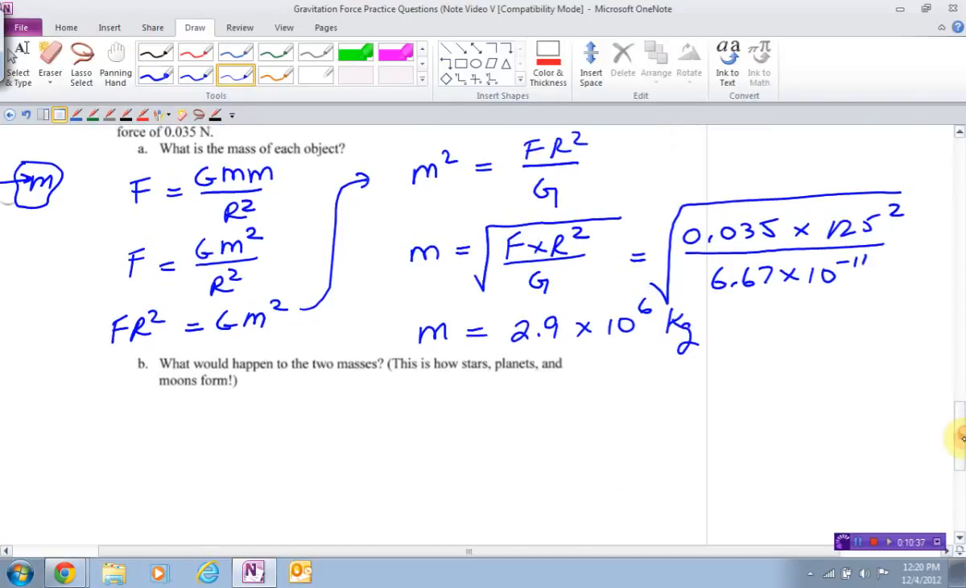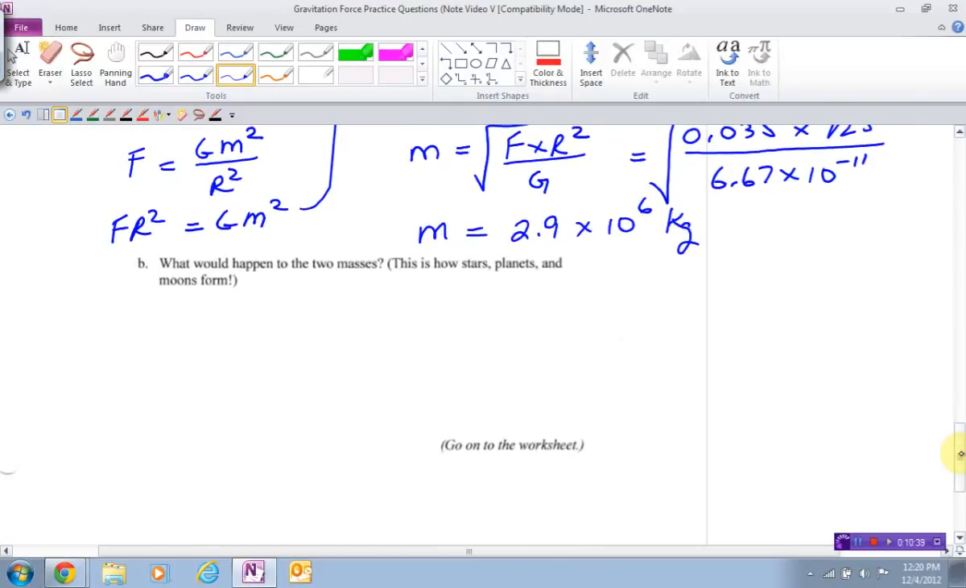And then the final question here, what would happen to the two masses? Well, they're basically going to move together. And this is in fact how stars are formed. Little bits of hydrogen sitting in space are being attracted to each other by gravity. They clump together. As more and more clump together, they become big enough to start nuclear fusion, and voila, you have a star formed.